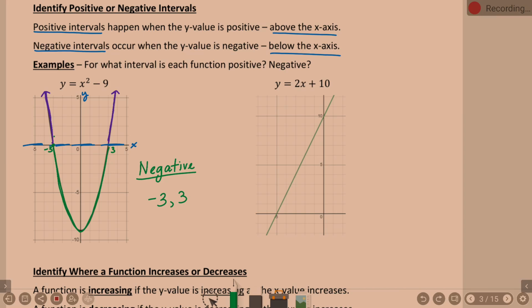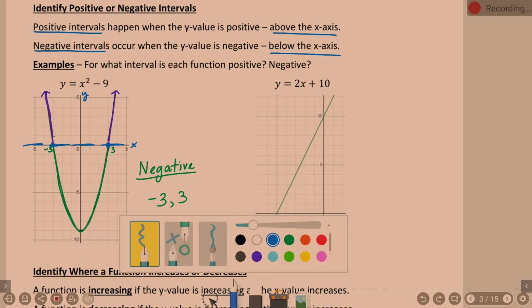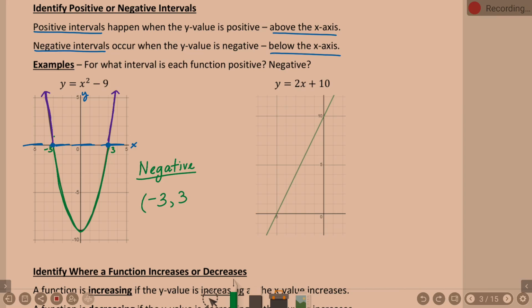Now, when we talk about specifically at the points negative 3 and 3, at those points right there, keep in mind the graph is not negative and the graph is not positive. So with that in mind, I'm going to use parentheses around either side. Okay? So my negative interval is represented from negative 3 to positive 3 because that is when it is below the x-axis.